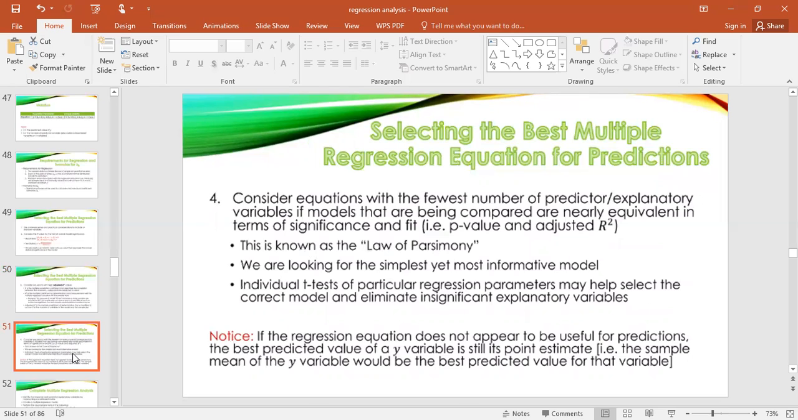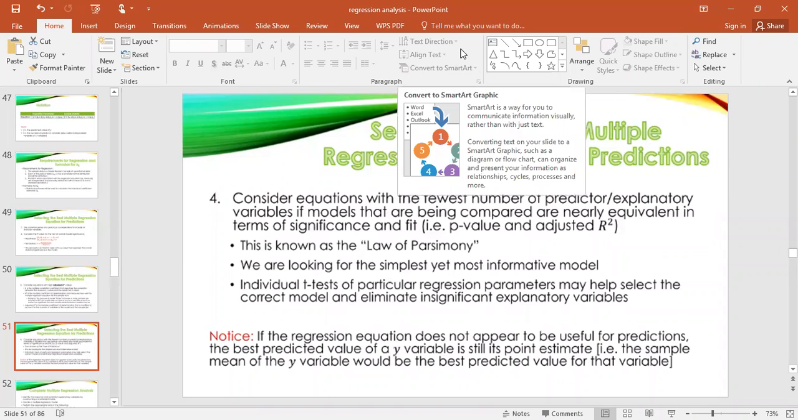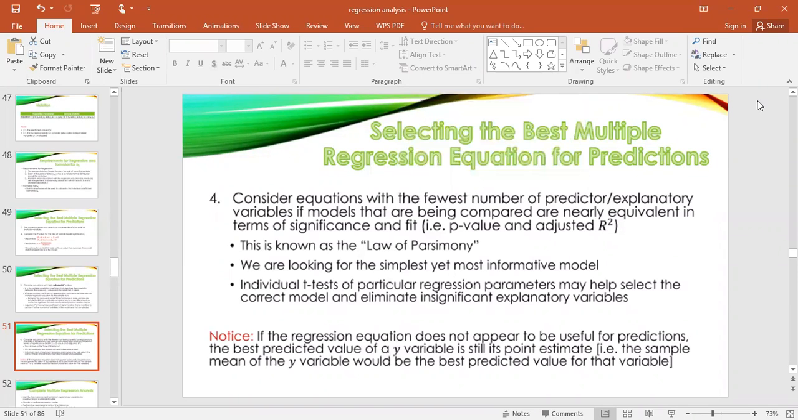Selecting the best multiple regression equation for prediction. Consider equations with the fewest number of predictors, explanatory variables, if the models being compared are nearly equivalent in terms of significance, that is p-value, and adjusted R-square. This is known as the law of parsimony. We are looking for the simplest yet most informative model.